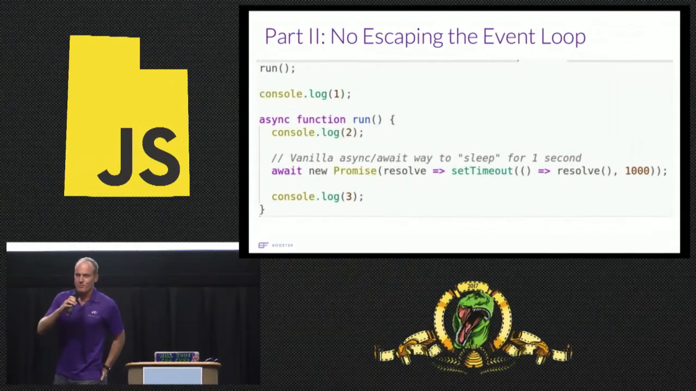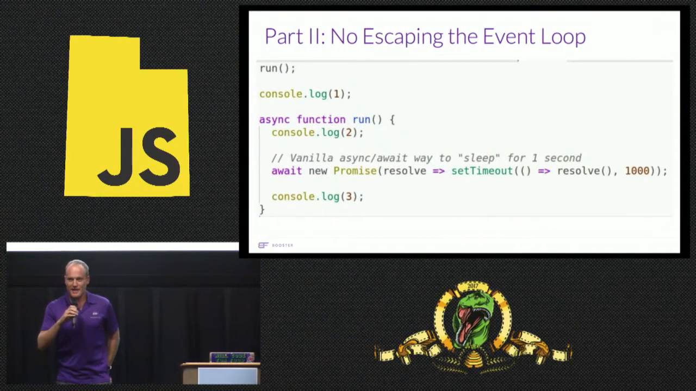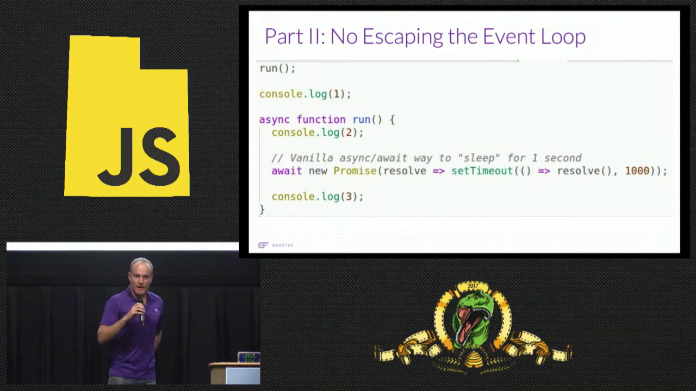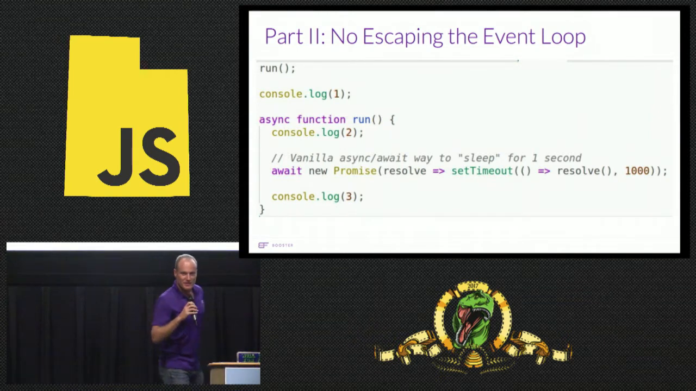And okay, so part two. There is no escaping the event loop. Every async function is still going to be asynchronous. So here's a fun little exercise.